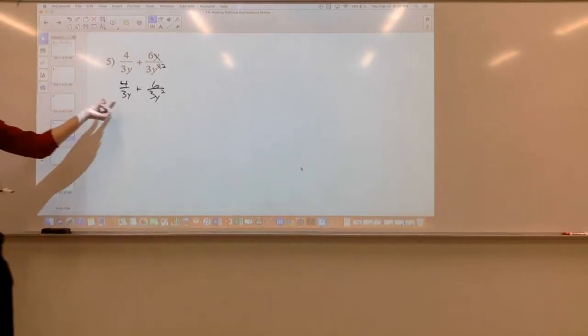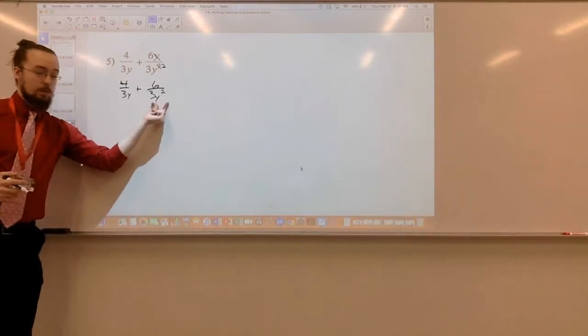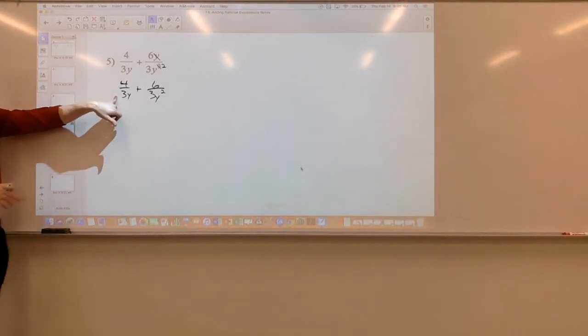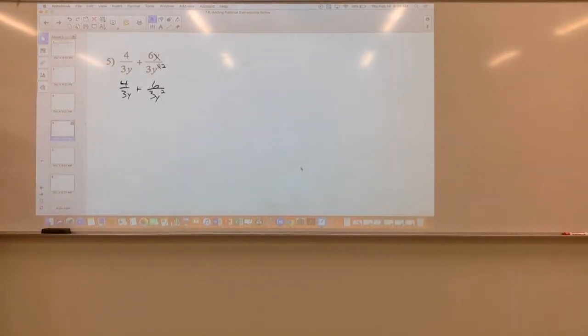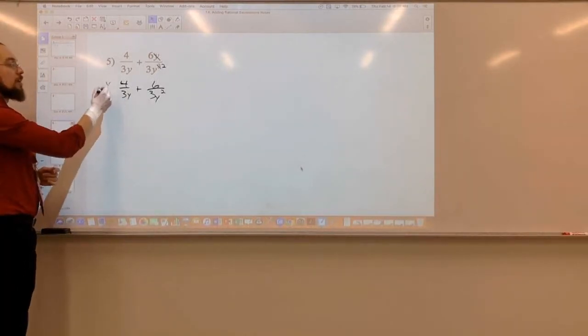So now my denominators are even closer to being the same. I've got 3y and 3y squared. What could I do to make my denominators the same now? Okay, just multiply this one by y over y. Then I would have 3y squared down here.